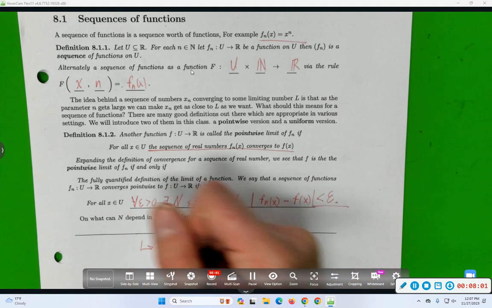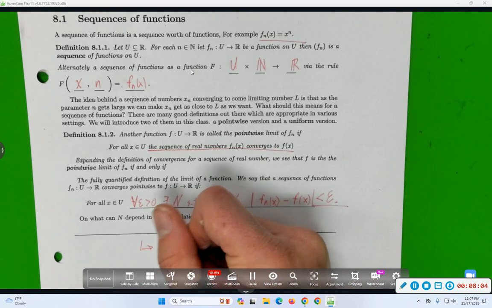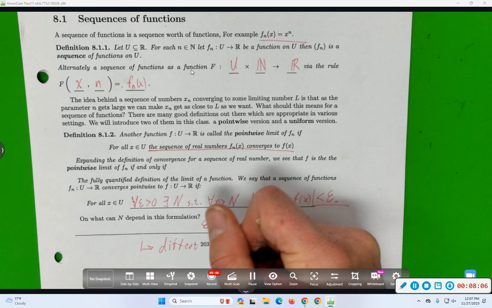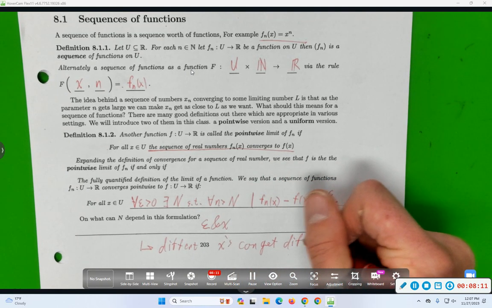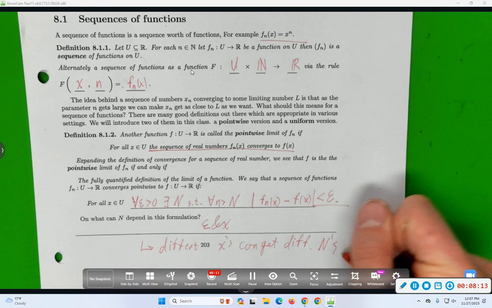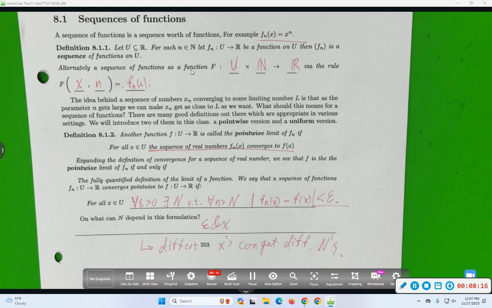So maybe here's the remark. Different x's can get different big N's. So if you like, the rate at which the function converges to this limit will depend on where you're checking the limit. And as we saw when we talked about uniform continuity, you can get some bad behavior out of just a definition where you're allowed to do different things at different input values.